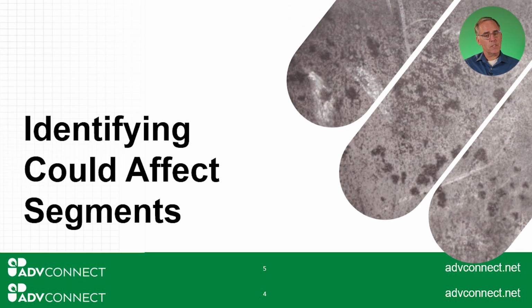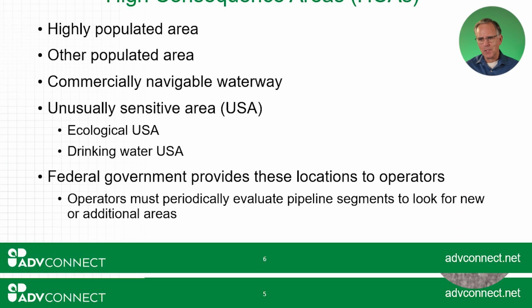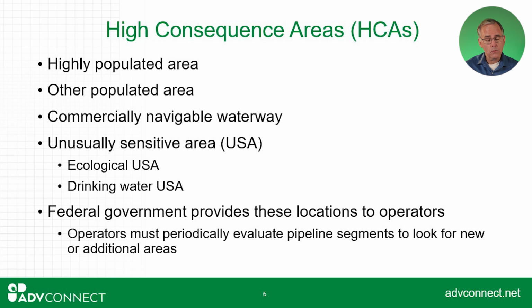So one of the first things you need to do is identify could affect segments, and we're going to look at what makes up that. It starts off with high consequence areas. In the liquids world, high consequence areas are highly populated areas, other populated areas, commercially navigable waterways, and unusually sensitive areas, which are called USAs, if you will. There's ecologically based USAs, and then there's drinking water based USAs.